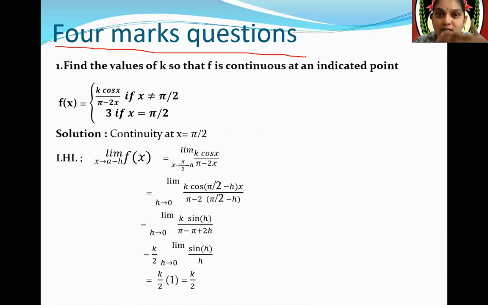Like what is the domain and range for continuous functions? Is tan x continuous? Like that. We shall see the 4-mark questions in the next video.